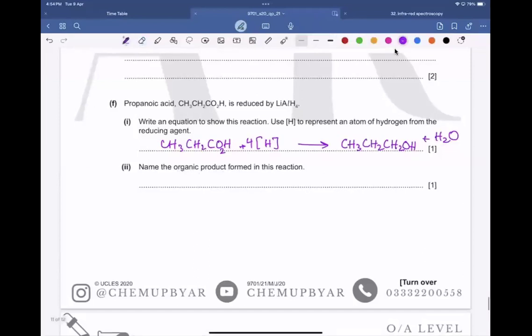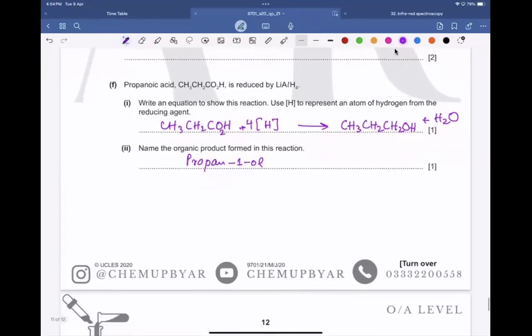Name the organic product formed in this reaction. So it's propan-1-ol, right? 3 carbon molecule. Propan-1-ol. Okay.